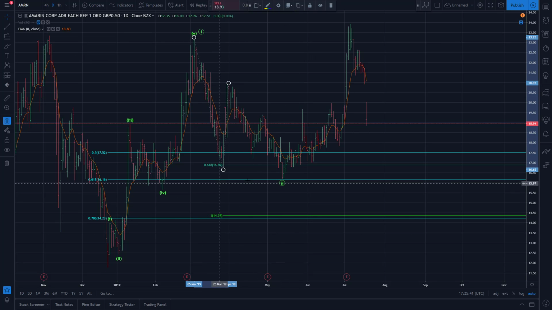So I think that's pretty cool. And in this case, since we were closer to the 618 extension of this project off of there down to here, that happened to be in between the 50% and the 61.8% actual retracement of the overall move up. So you get a nice cluster here.